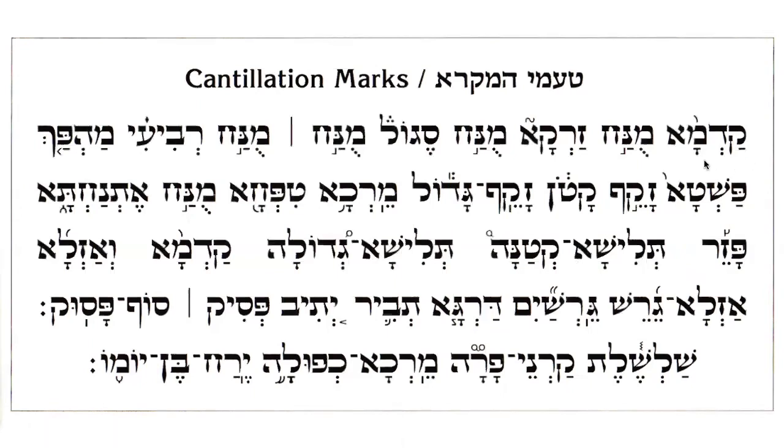So this says, Kadma, munach, sarka, munach, segol, munach, revi'i, mapach, pashta, munach, katon, zakef gadol, mercha, tibcha, munachet, nachta, pazer, telisha ketana, telisha gedola, kadma ve'azla, azla, geresh, gershayim, darga, tevir, yetiv, pesik, sof pasuk. So I was pointing to the trope marks as I was singing them.